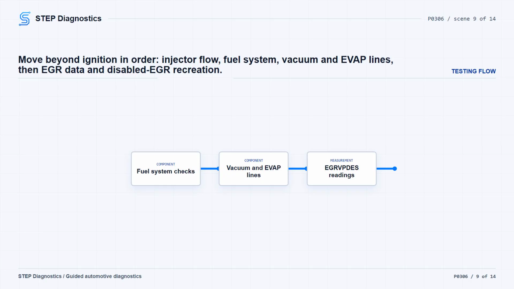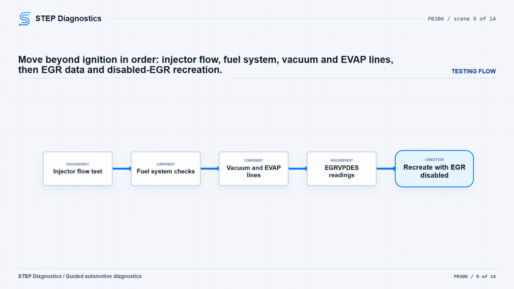After that, bring the engine to normal operating temperature and monitor the EGR VPDES percentage PID. Record it at idle, then record at key on with the engine off, and compare both readings to the normal reference values. If the EGR values are out of range, diagnose the EGR system. If they are in range, shut the key off, disconnect the EGR assembly connector, and try to recreate the misfire using the captured conditions and customer information.